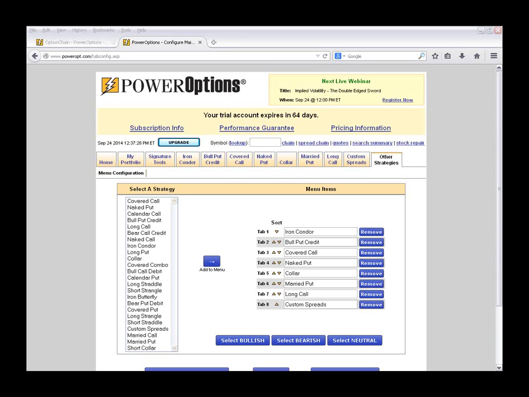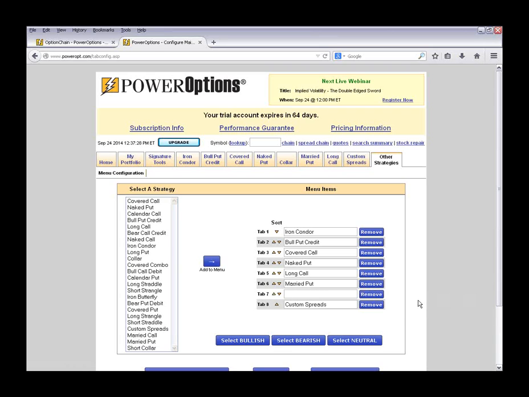Okay, well, go ahead and take a look at our other strategies tab where we can customize our view in PowerOptions. Well, I've got the iron condor and the bull put credit in slot 1 and 2, so we'll leave that there for the 62% right now. 38% are doing option buying and covered calls. So let's go ahead and move long call up. And we've got covered calls and naked puts. And let's see, 31% are doing the protective option strategy, so we'll leave married put there as well.